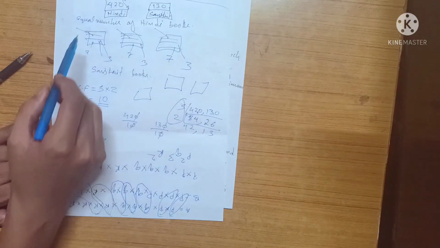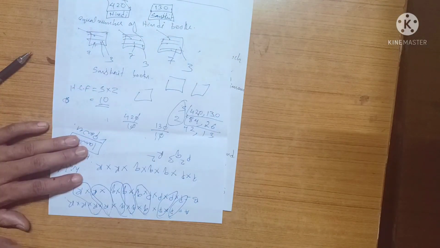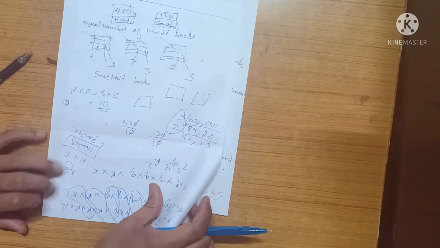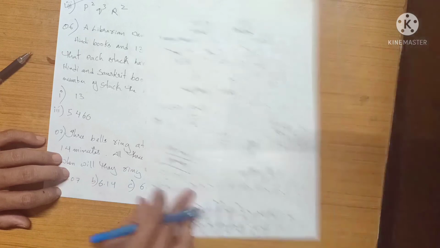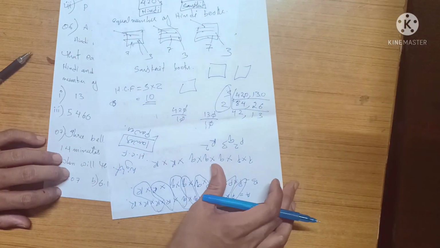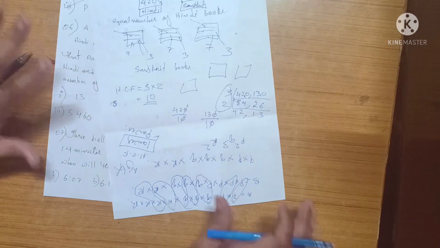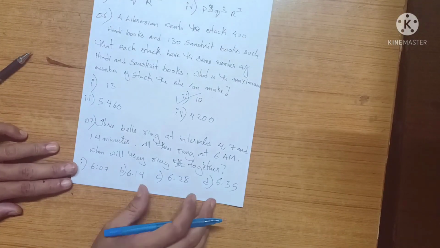So each stack should have 42 Hindi books and then 13 Sanskrit books. That's what it literally means. That's why we're trying to find HCF. Got it? So HCF is 10 means there will be 10 stacks. Every stack will have 42 Hindi books and 13 Sanskrit books. That way, in 10 stacks, all the 10 stacks will be equal. Got it? That's what it means. Last question.